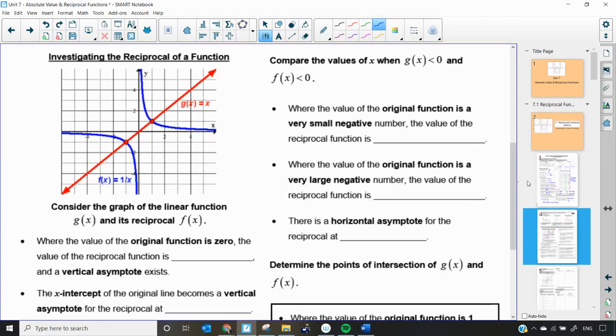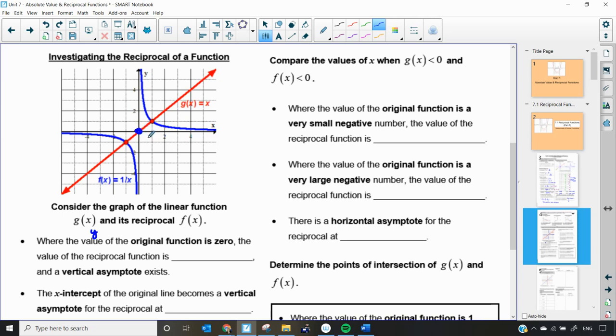So now we're going to look a little bit more closely at the reciprocal functions. We have on this grid a linear function and then the reciprocal function on the same grid. And so I want you to take a look at the two graphs and we're going to make some comparisons here. So first of all, let's take a look at the value of the original function. So where the value of the original function is 0, the value of the reciprocal function is blank. Now, when we're talking about the value of the original function, we're actually talking about y. So if we take a look at the y value of the original function, that occurs right here.